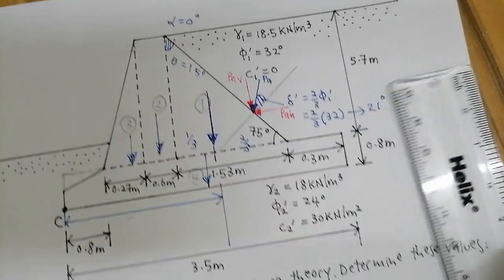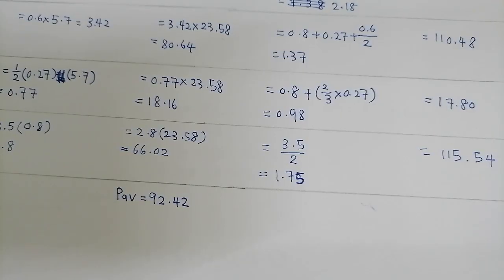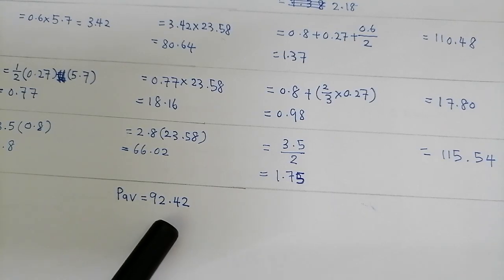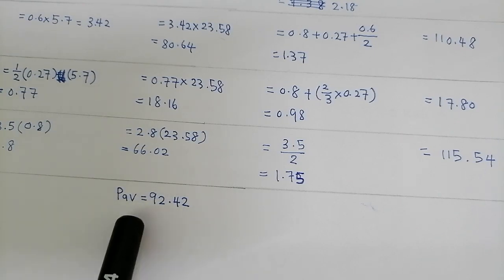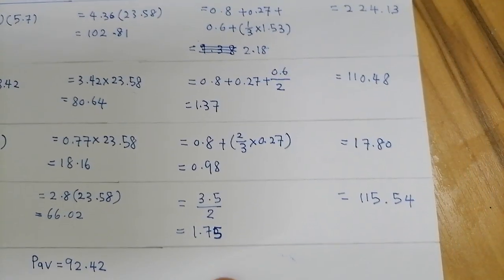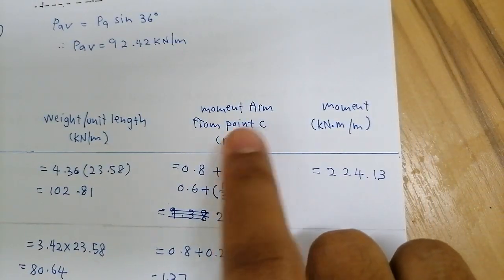So the next one is PAV. Okay guys, so this is your PAV. We have to include this in our table, as I explained to you just now. So our PAV is 92.42. So this is for column 3. Now we move to column 4, which is the moment arm from point C.